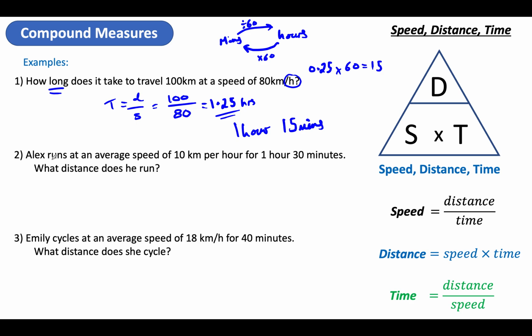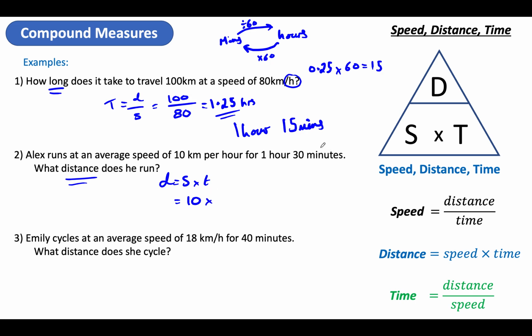Next one, right, so Alex runs at an average speed of 10 kilometers per hour for 1 hour, 30 minutes. What distance does he run? Well, what's distance? That's speed times by time. So distance, speed, times by time. What's my speed? 10 kilometers. What's my time? 1 hour, 30 minutes.